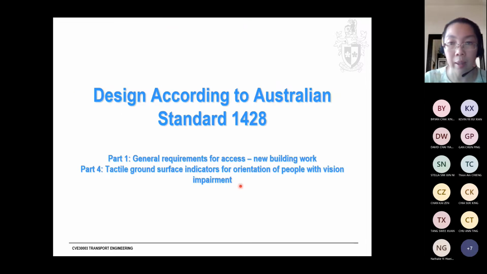Just before that, if we look at part 1, it is for new building work. Why do we only concentrate on new building? We know that some buildings were built in the 1940s, some buildings are century old, some buildings are relatively new, but they put a threshold line to it. New buildings at least must comply with this Australian Standard 1428. They must provide access for people with disabilities. All right. So for old buildings, what happened?